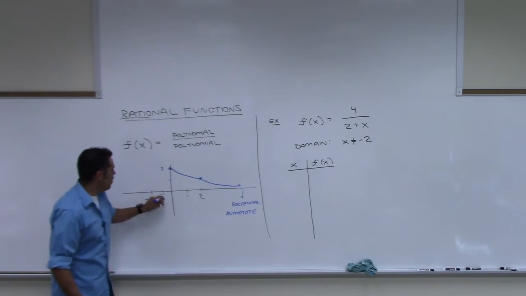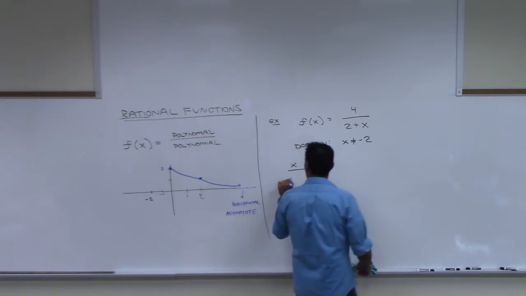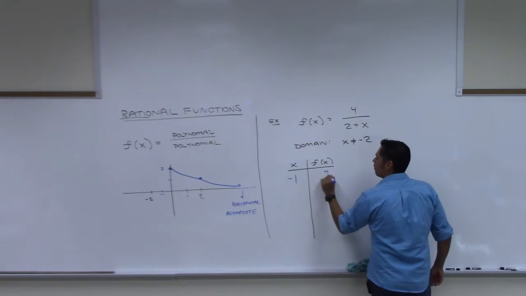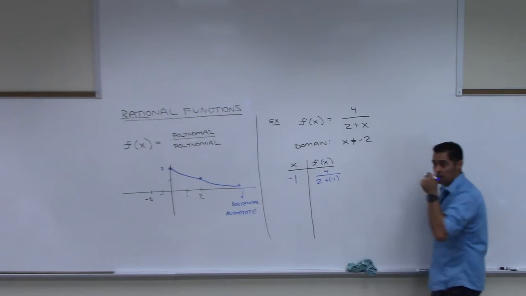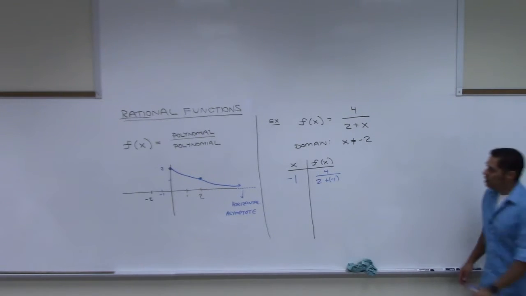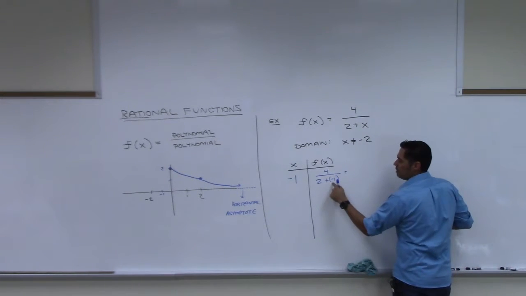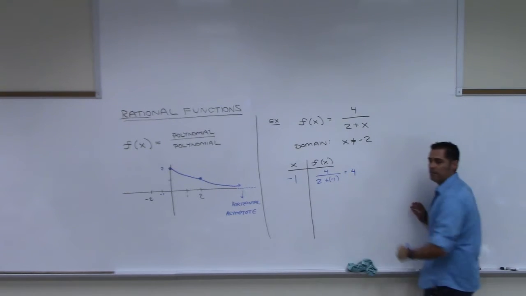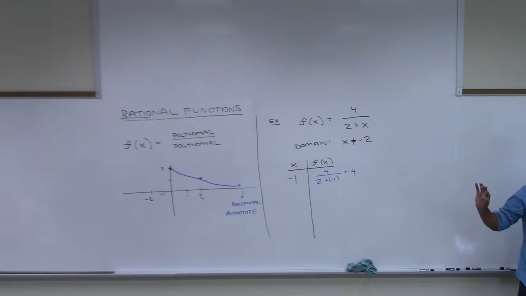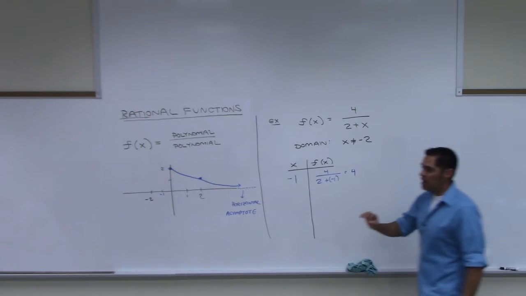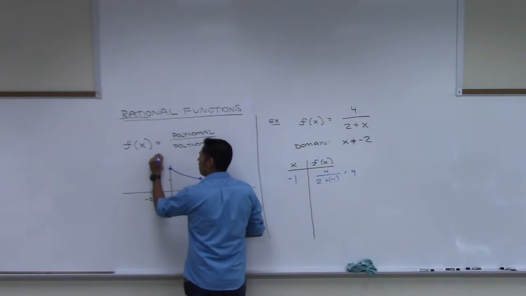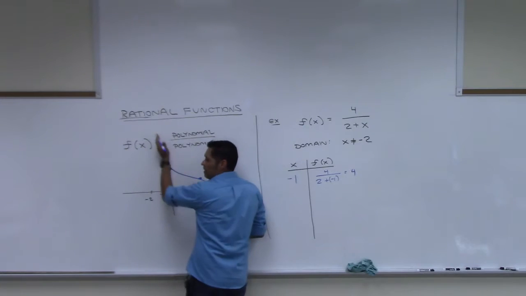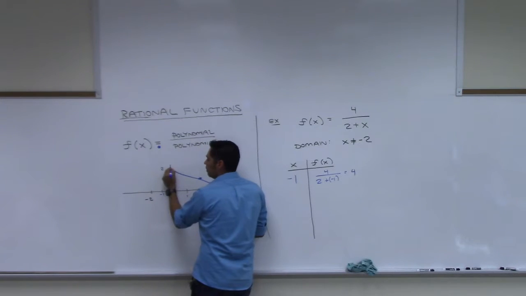Let me try -1. What would happen if I plug -1 in here? I get 4 over 2 plus -1, and 2 plus -1 would give me just 1 down here. So this is just 4, isn't it? So at -1, I'd be up at 4: 1, 2, 3, 4. It's kind of promising this idea that it might be going up. Y'all with me?